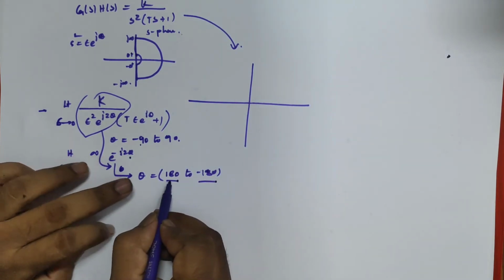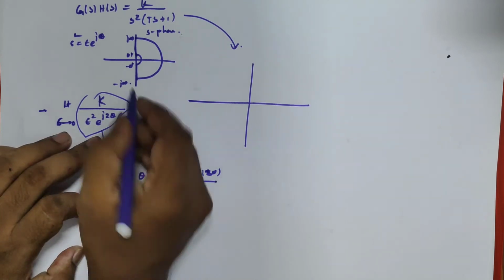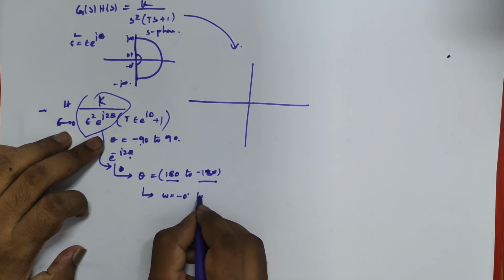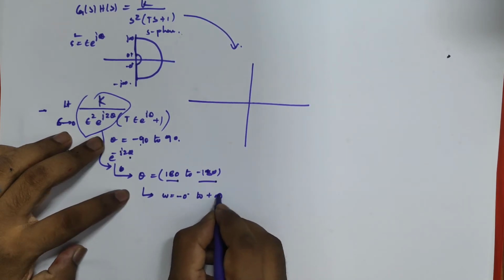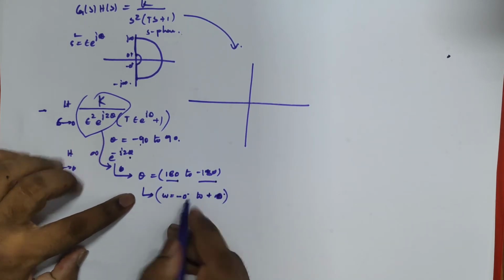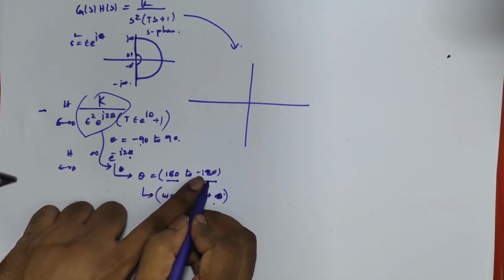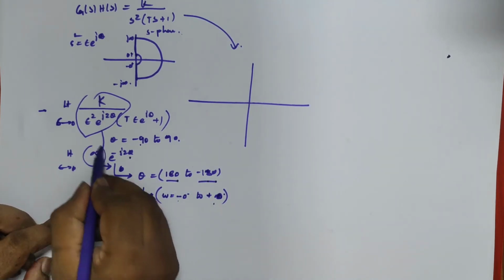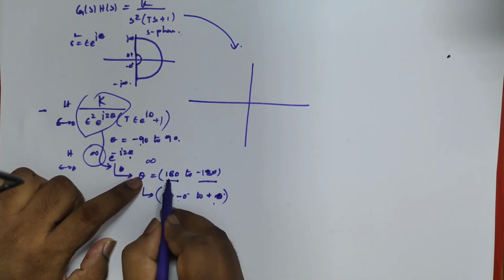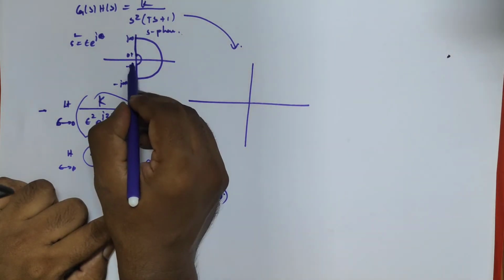That is for omega values from minus 0 to plus 0. So just keep in mind, from minus 0 to plus 0, the theta is varied from 180 to minus 180 with infinite magnitude. So my magnitude is infinite, and the phase is varied from 180 to minus 180, with omega equal to minus 0 to plus 0.